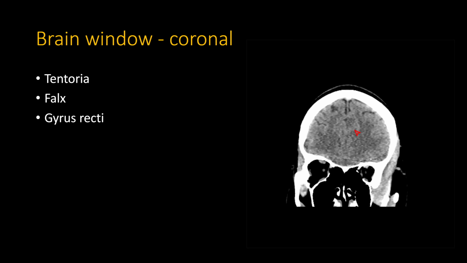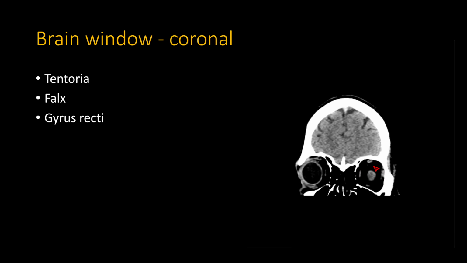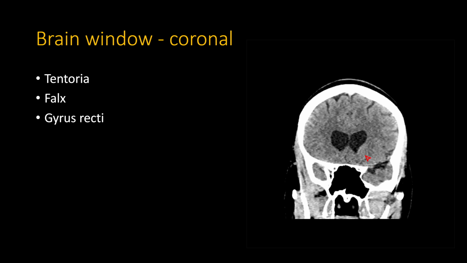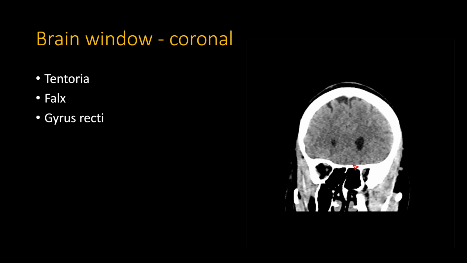And then the gyrus recti. Gyrus recti are just this medial aspect of the frontal lobes. Pretty common site for traumatic hemorrhage, but when you're looking at these on axial, they're usually just one or two axial slices. But if you look at them on the coronal, they're on multiple slices. You substantially increase your sensitivity for catching hematomas in those gyrus recti. So I always try to look at the gyrus recti on the coronal reconstructions.